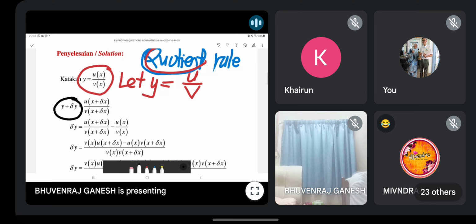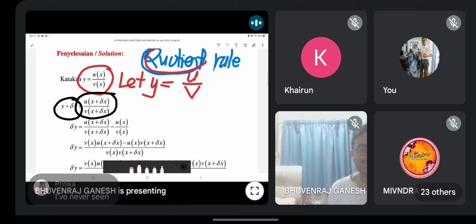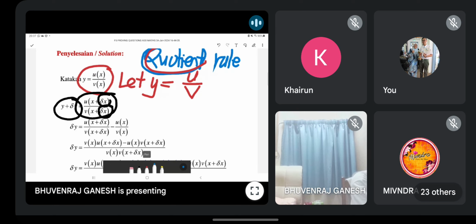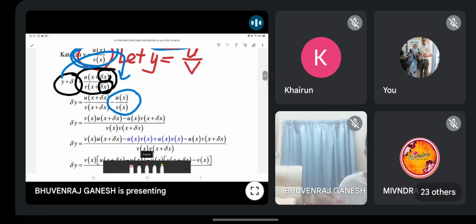Okay, so y plus delta y equal to u x plus delta x over v x plus delta x. Again, remember delta x because of small changes. That's why we add the delta x. And again, can you see guys? Same step. Y you shift to the right hand side and then minus ux over vx. We already make the assumption here. Okay, so it's the exact same step. So then what you do is you combine these two separate fractions become single fraction. Okay, can you see? We combine the denominator.